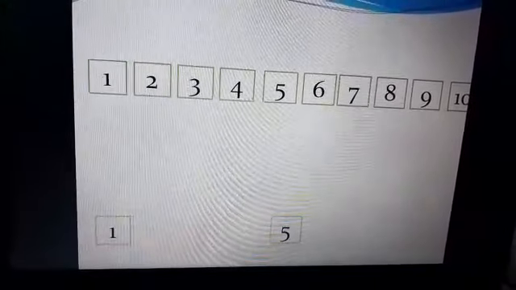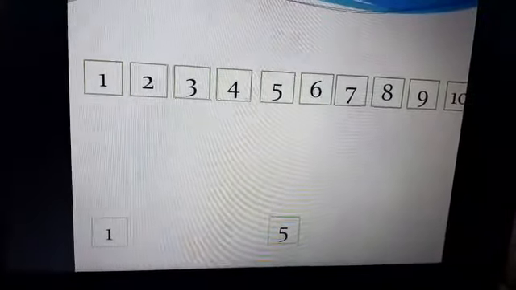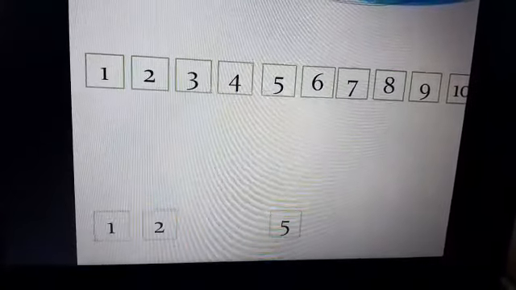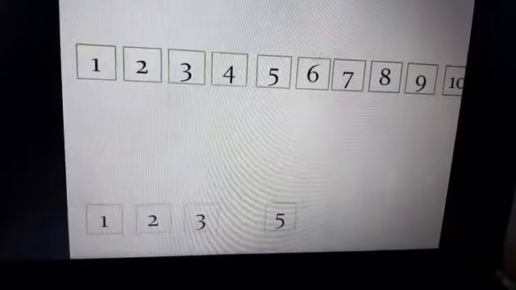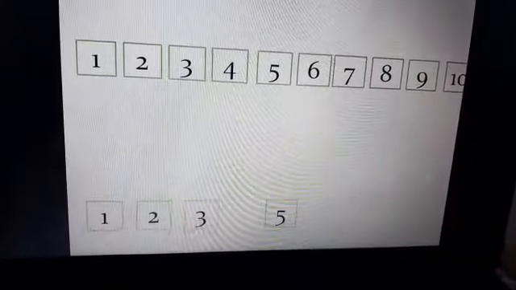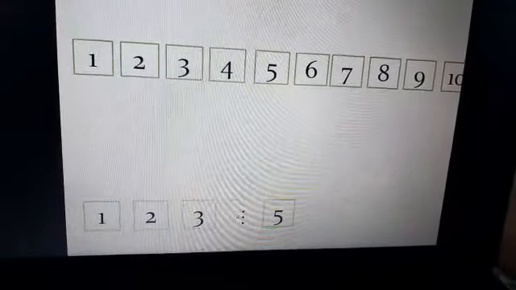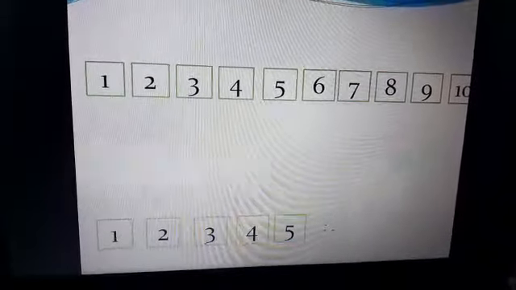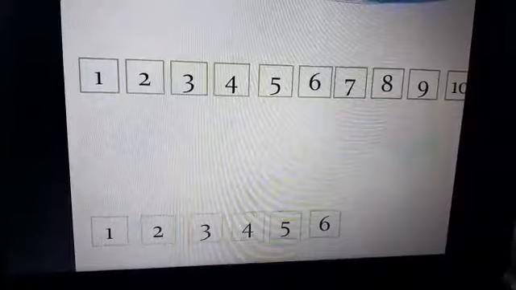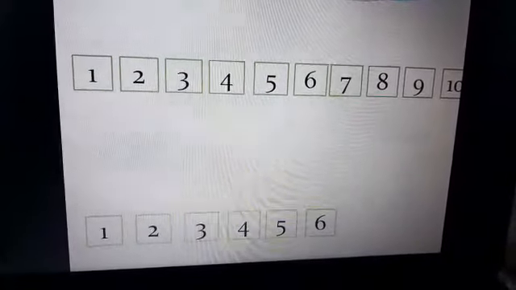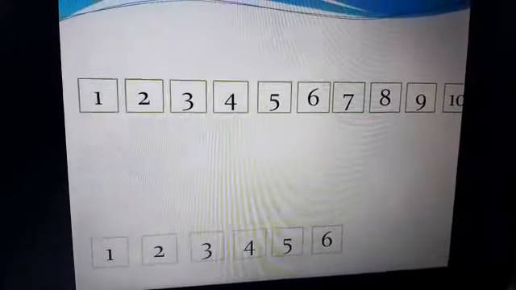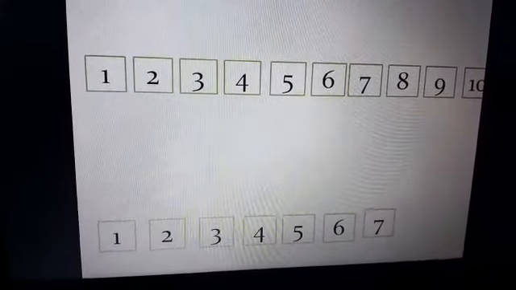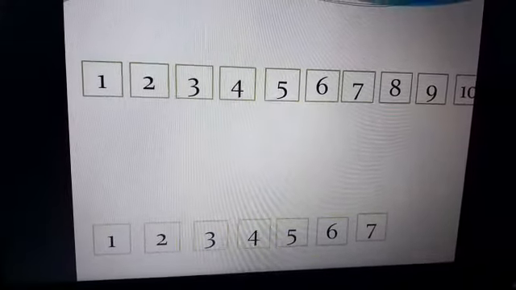If you see the sequence of numbers after 1, which number comes? It's number 2. So immediately after 2, which number comes? We have 3. So after 3, we have 4. Suppose if we consider number 6, which number comes immediately after number 6? It's number 7.